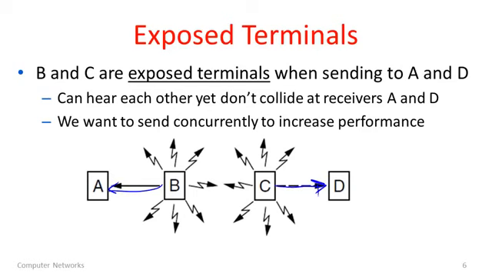And in this situation, they are exposed terminals. They're exposed terminals because B and C can hear one another. When they're sending, it looks like their signals will collide here. However, C's signal doesn't propagate all of the way to A. There's no problem here. So A will be able to receive B's signal cleanly. Similarly, B's signal doesn't propagate to D, so D will be able to receive C's signal cleanly.